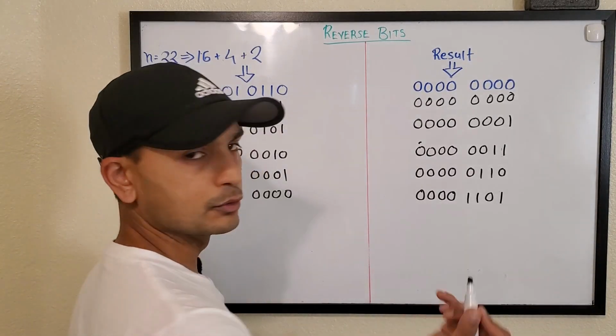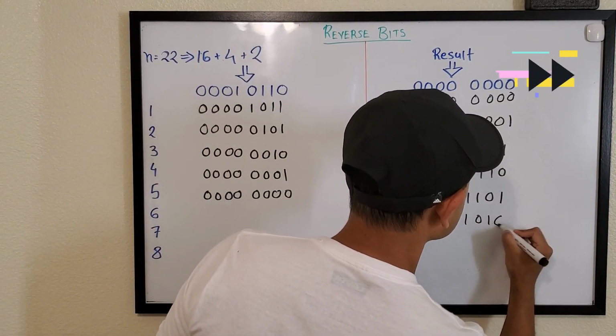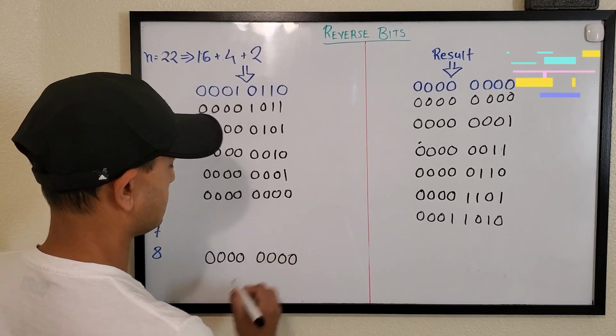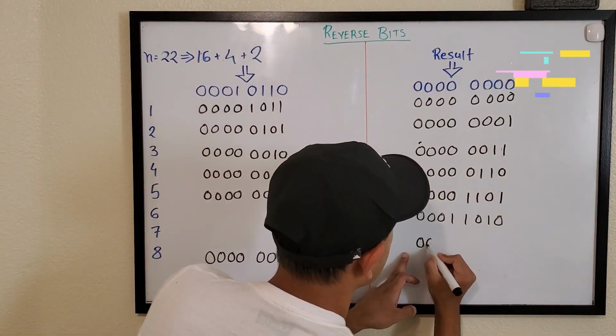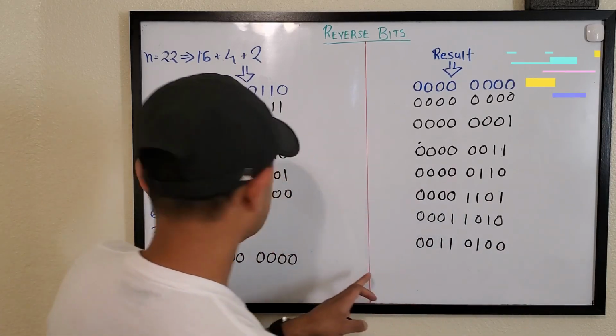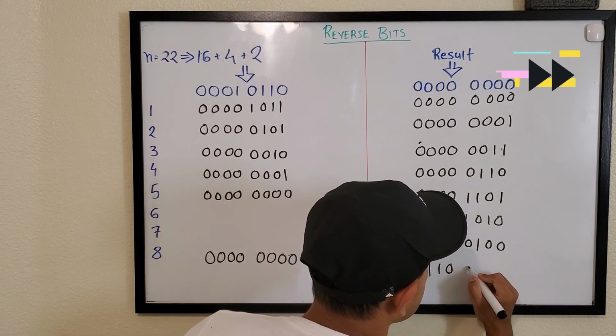So let me do that. So 0 0 0 1 1 0 1 0. Obviously all this would remain 0, so I'm just marking it as 0. Now this is 6 steps. 7 step would be 0 0 1 1 and then 0 1 0 0. There's one more step, 1 2 3 4 5 6 7 and then 0 1 1 0 1 0 0.